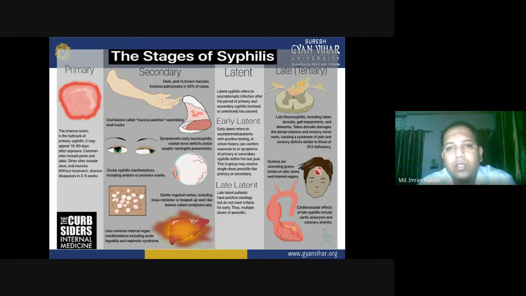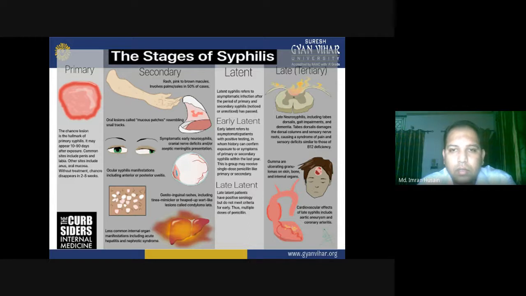Secondary stage of syphilis includes a rash, pink to brown macules, involving palms and soles in 50% of cases. Oral lesions called mucous patches resembling snail tracks. Symptomatic early neurosyphilis and other cranial nerve findings, aseptic meningitis presentation. Ocular syphilis manifestations include anterior and posterior uveitis.